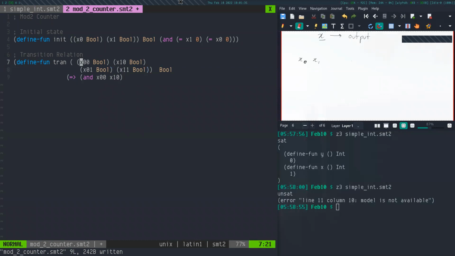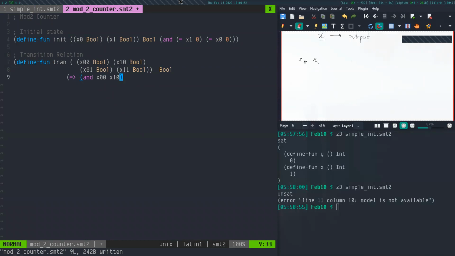So over here we are defining the initial thing. This is the function that's going to take in two values, x0 and x1, and is going to be true if that represents an initial state. What I'm saying is that the value of this function is true if x0 is 0 and x1 is 0. That means the initial state in our case is 0, 0.